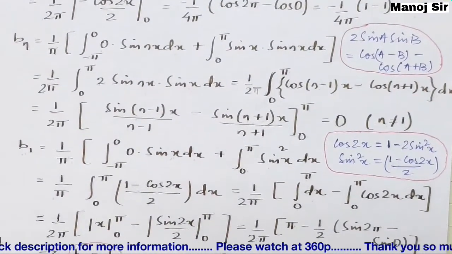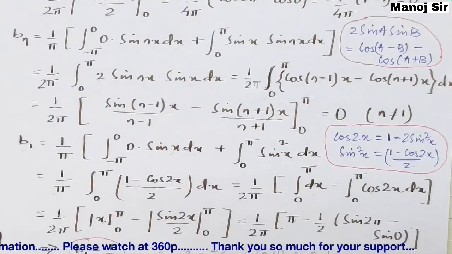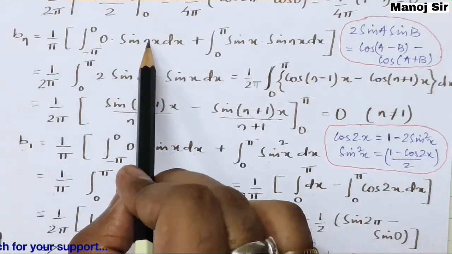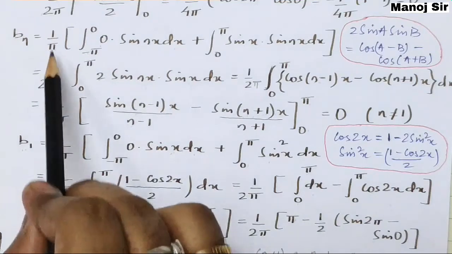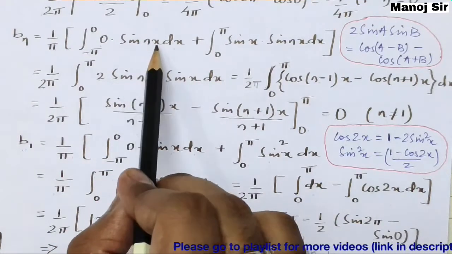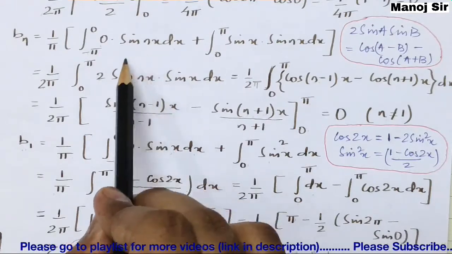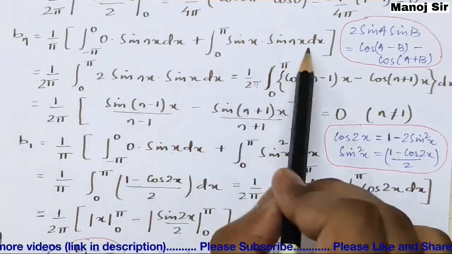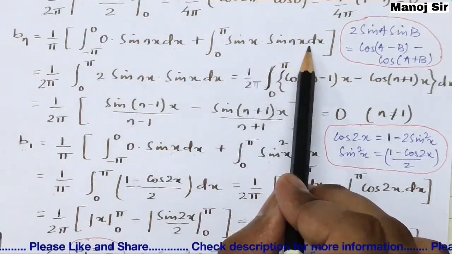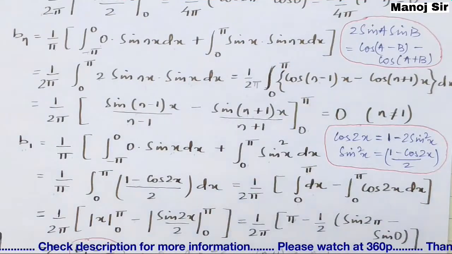Now to find b1, we'll put n equals 1 here. So this is 1 upon pi, integration minus pi to 0, 0 into sin x dx, because n equals 1. Here also integration 0 to pi, we have sin x into sin x dx, that is sin square x dx.